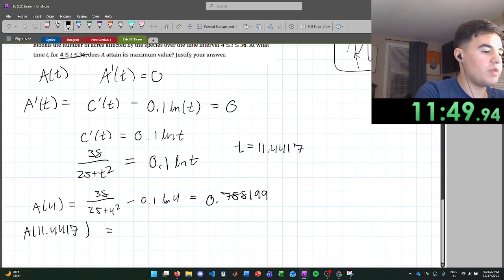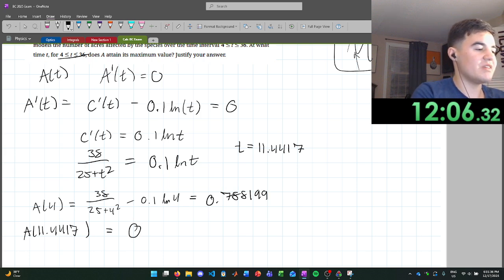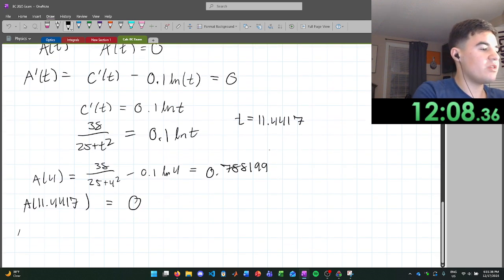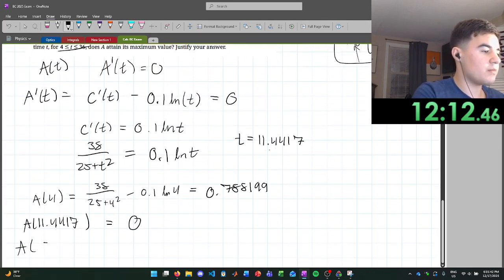11.4417. So you plug in 11.4417, which I could have done a little better if I did x from the start, but I didn't. x squared minus 0.1 ln x. This is basically 0. Then we do a of 36.